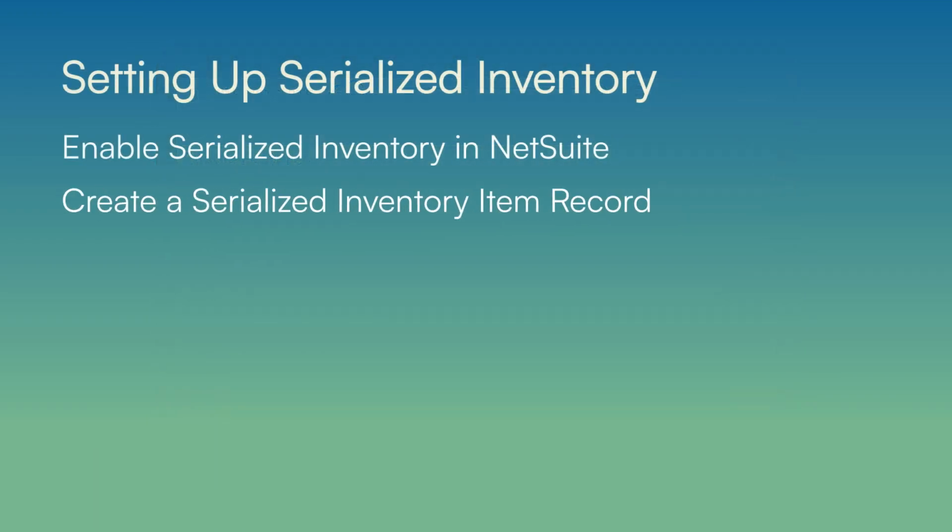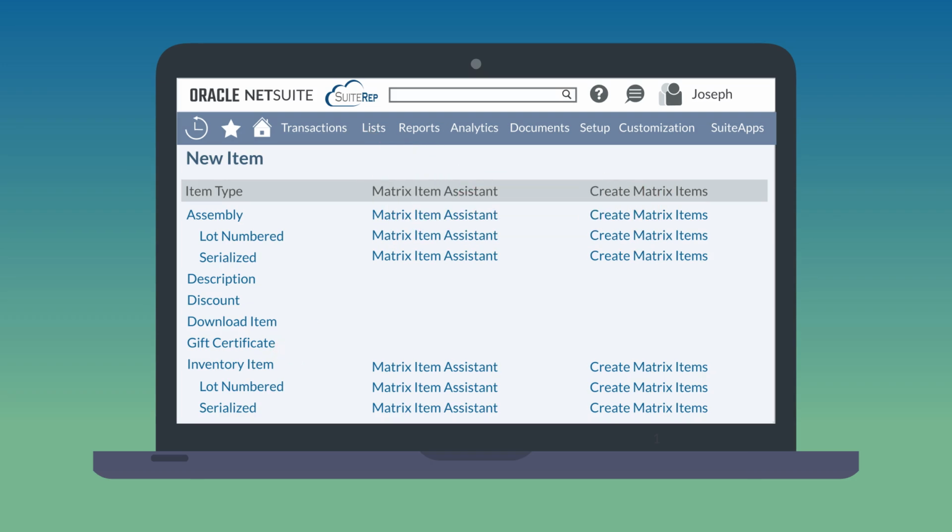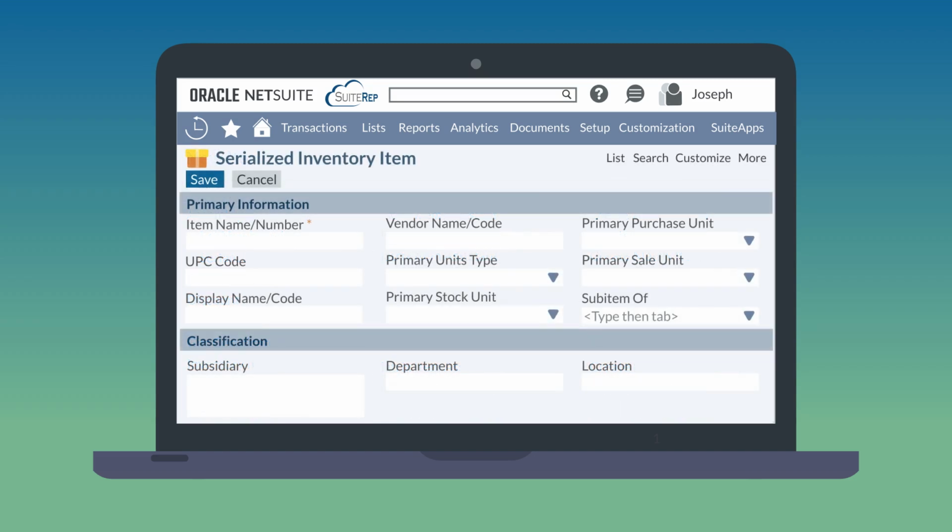To create a serialized inventory item, navigate to Lists, Accounting, Items, New. Locate Inventory Item from the list of item types and select the Serialized option beneath it. On the new item record, fill in the basic item details, including the item name, the stock, purchase, and sale unit for the item, the relevant vendor name, and any relevant classification details for subsidiary, department, etc.